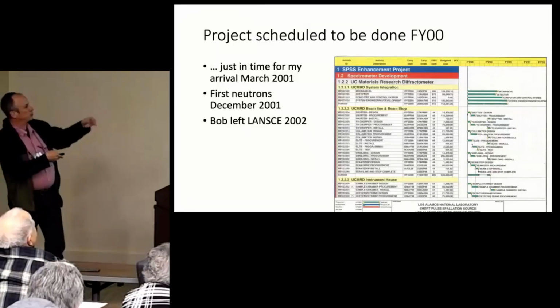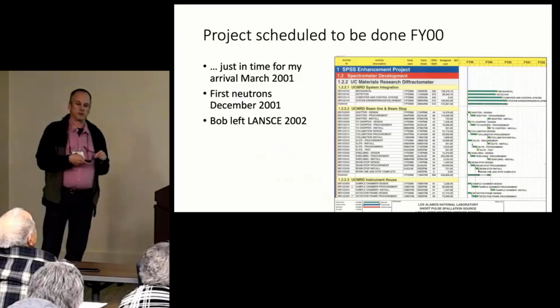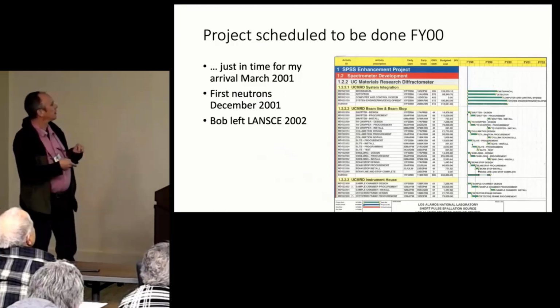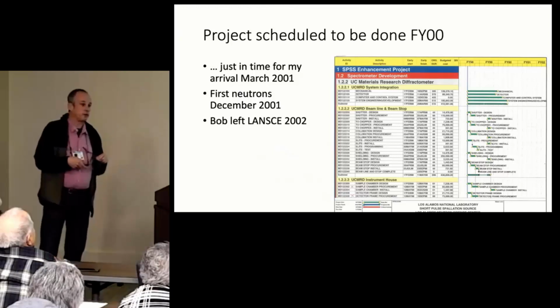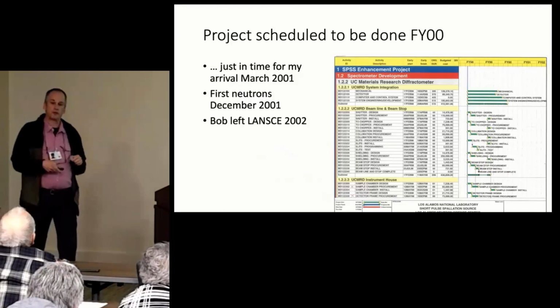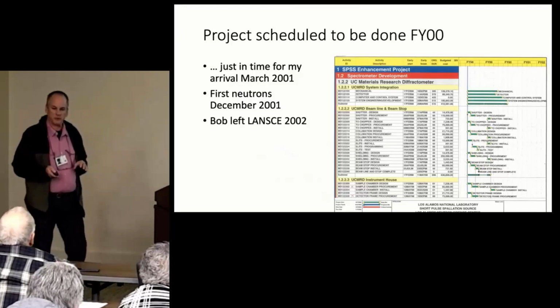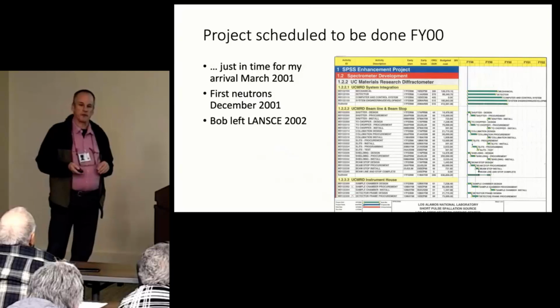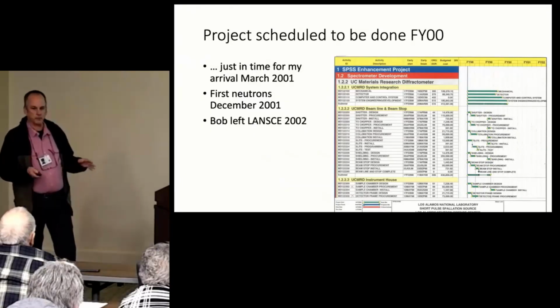So the project, or HIPPO, was scheduled to be finished in the fiscal year 2000, so September 2000. I arrived in March as a postdoc on SMARTS. I remember we commissioned SMARTS in 2001 and HIPPO saw first neutrons December 2001, just before the run cycle ended. I believe lots of people borrowed detectors from HIPPO and it was never complete.